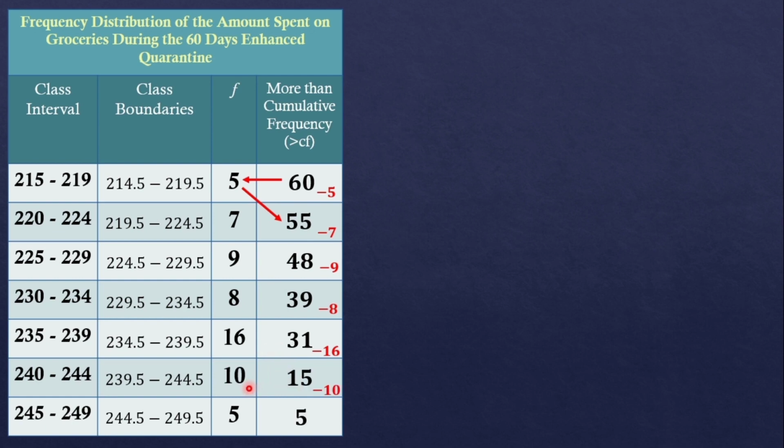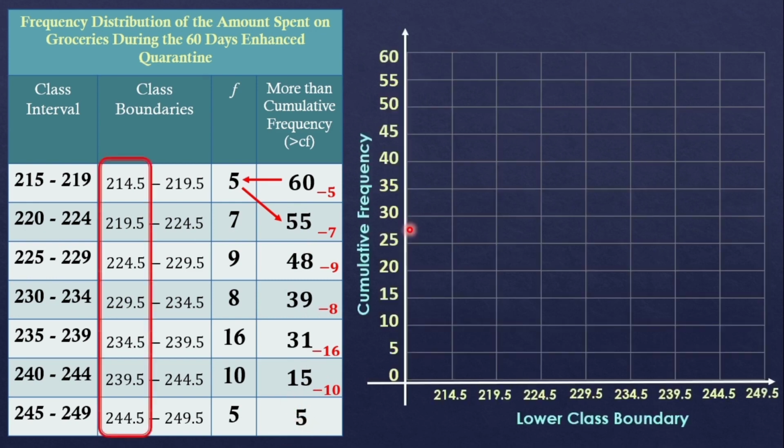Make sure na kung ano po yung nandito, ayun din po yung magiging end natin. Dapat magtatali sa kung ano yung last frequency mo. Now let us graph. So this time, pag more than cumulative frequency, ang gagamitin natin ay ang lower class boundary. So let's do the graph.